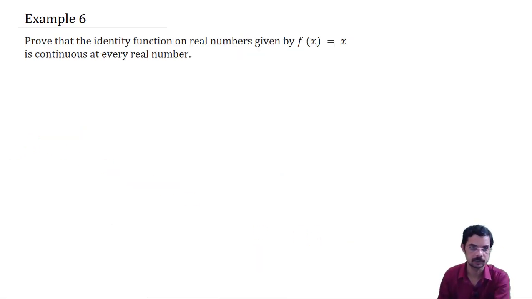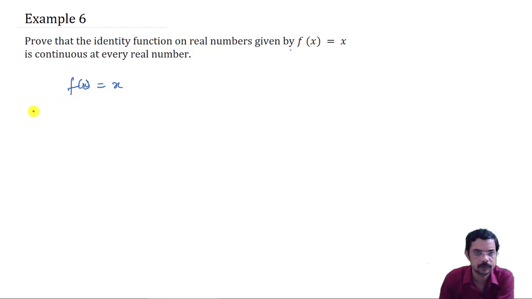Question number 6. Prove that the identity function on the real numbers given by f of x equal to x is continuous at every real number. Okay, again it is the same type. So f of x will be equal to x, right? f of x is equal to x, the identity function.